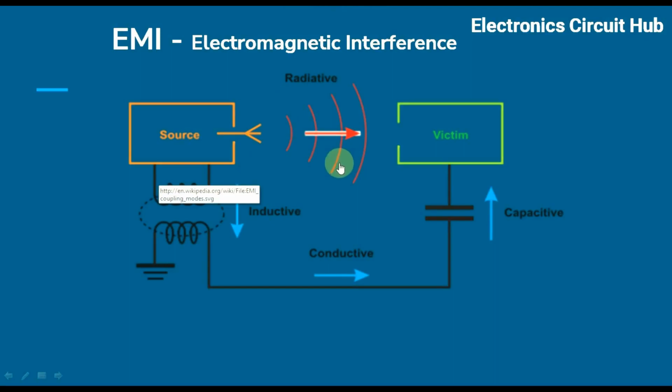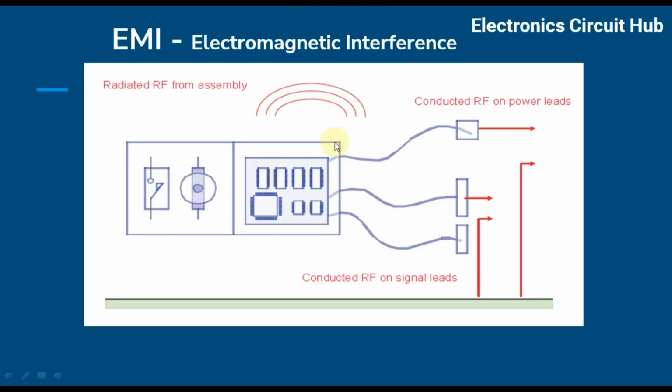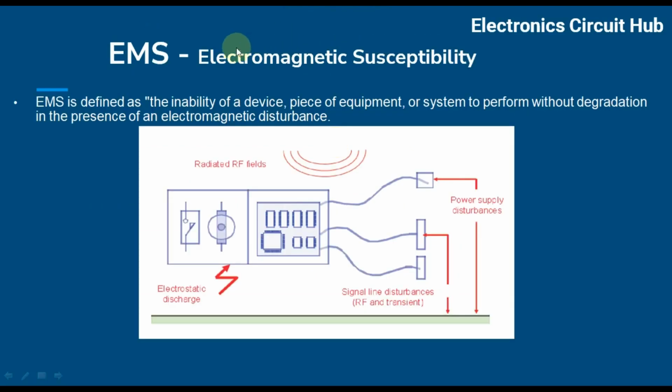This is all about EMI. So this image and this image state the EMI. Let us now understand EMS. What is electromagnetic susceptibility? EMS is defined as the inability of a device, piece of equipment or system to perform without degradation in the presence of an electromagnetic disturbance.